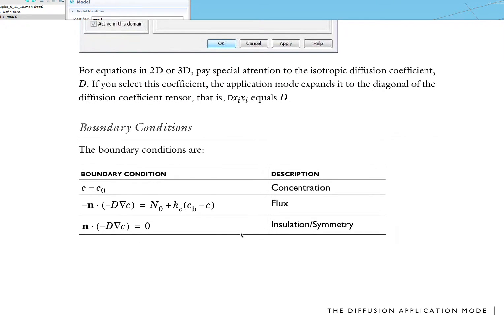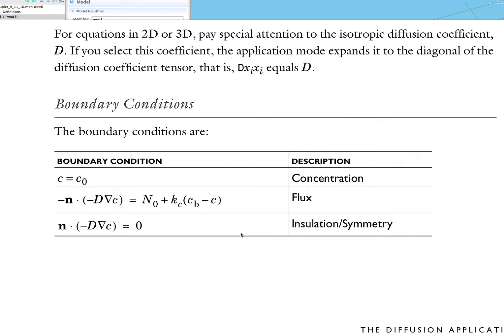What are the boundary conditions in setting up a diffusion problem? We have either a concentration boundary condition, where you specify a certain concentration at a given boundary.